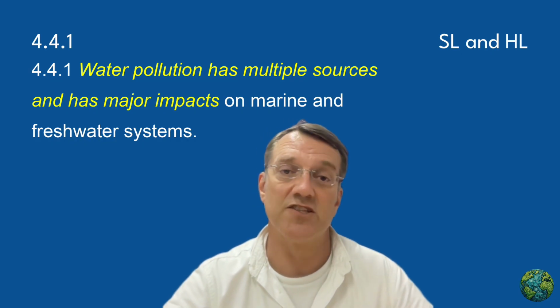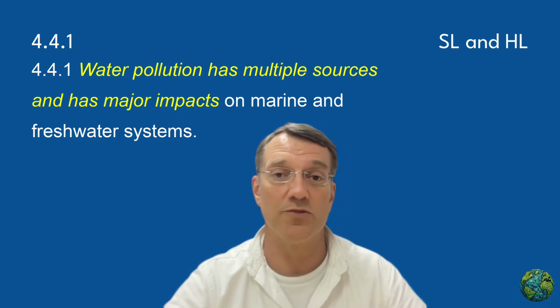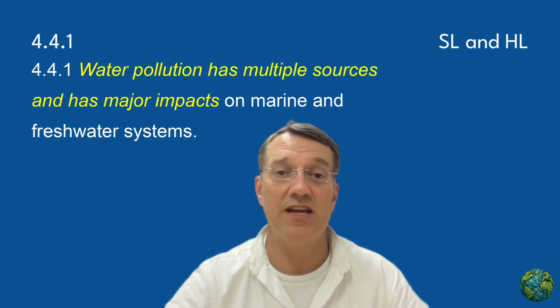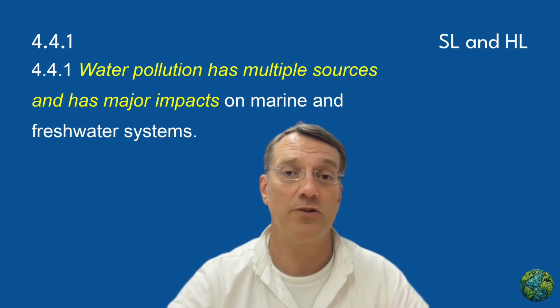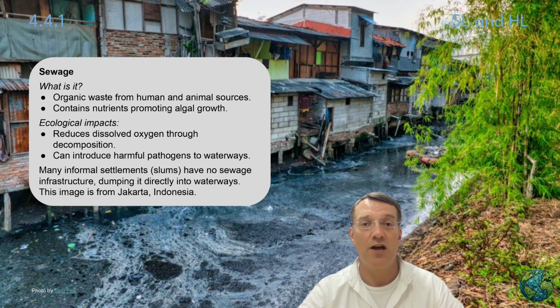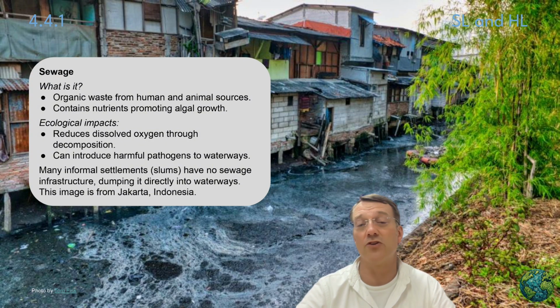When we say marine systems, we're talking about oceans and coastal areas. Freshwater systems include rivers, lakes, and wetlands. Both types of ecosystems are incredibly vulnerable to human pollution. Let's examine our first major pollution source, sewage. Sewage is organic waste, the material that comes from toilets, showers, and animal waste. You might think this is just natural waste, but when it enters waterways in large quantities, it creates serious problems.